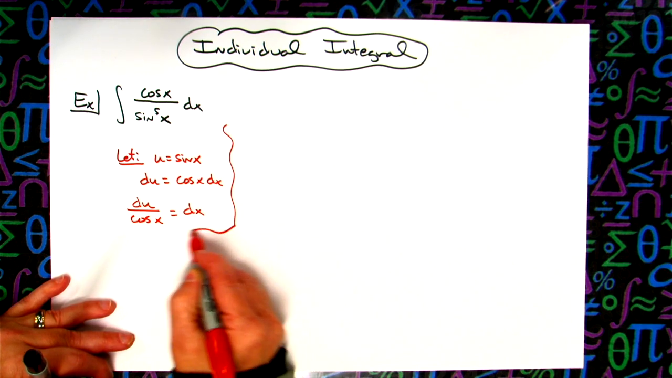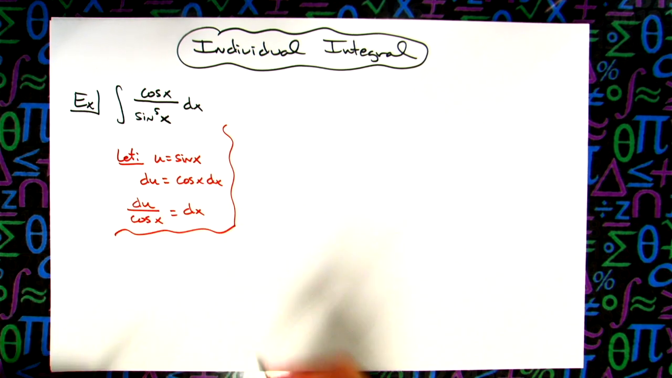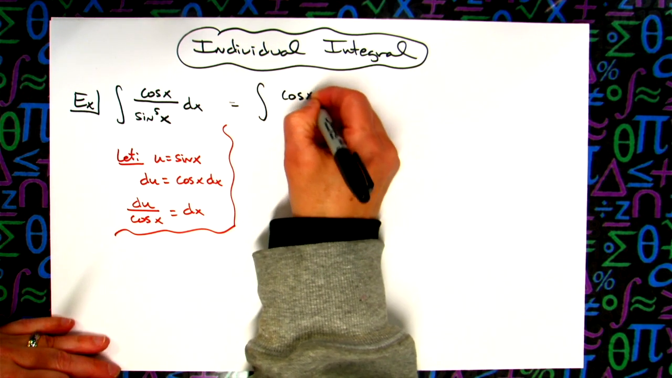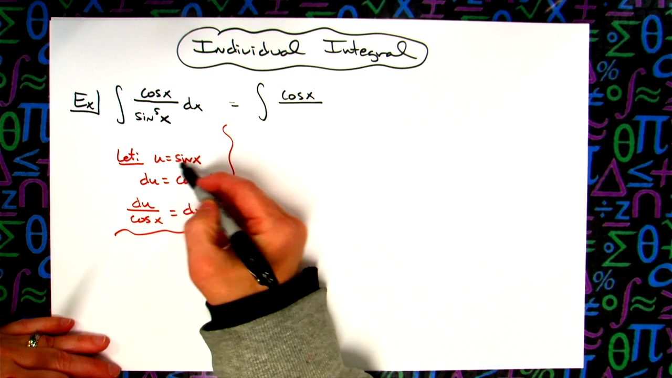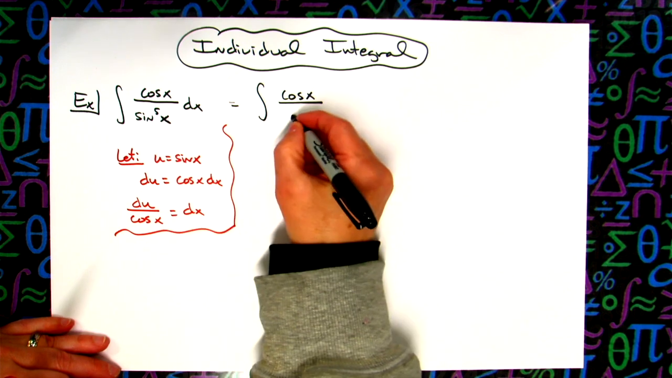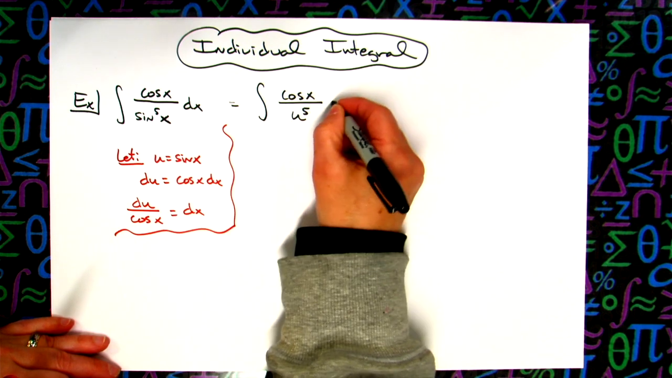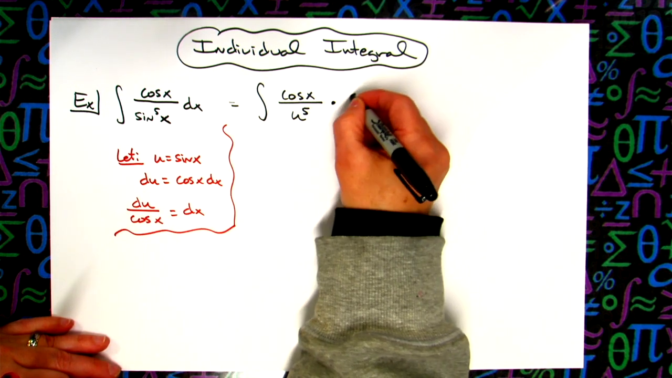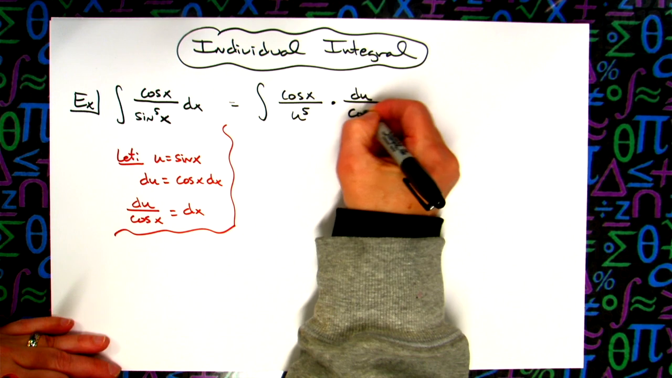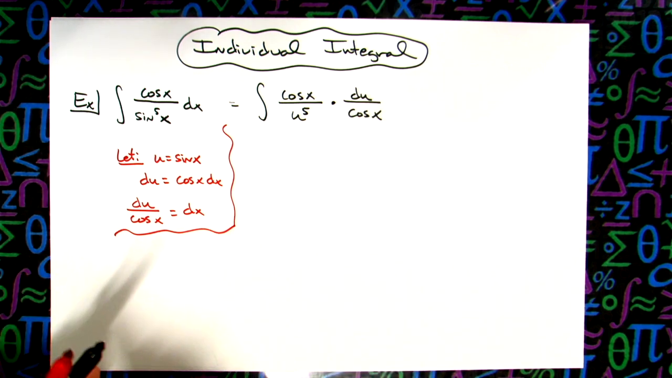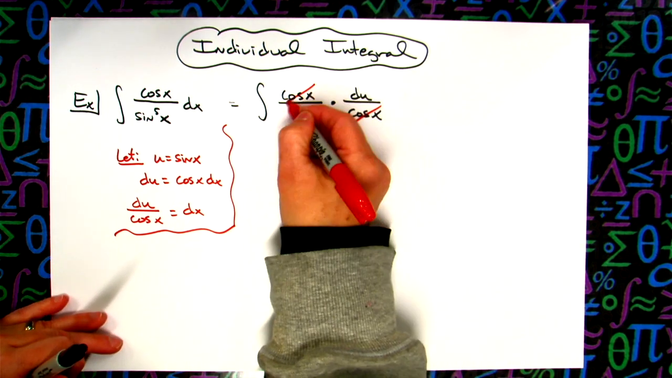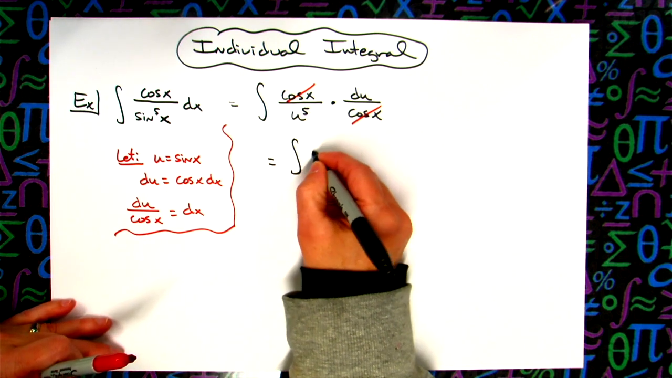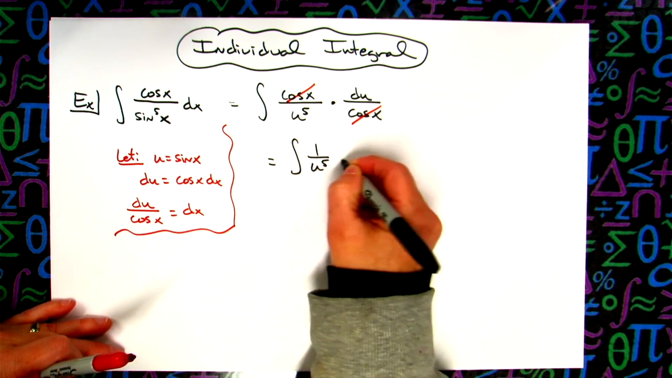At that point, I'll come back up and start doing some substitutions here. I'll still have my cosine x on top. I will substitute u in for the sine, so I'll have a u to the 5th power on the bottom. I'm going to substitute for my dx, the du over cosine x. What that's going to allow us to do is cross out those cosine x. So that will leave us with the integral of 1 over u to the 5th du.